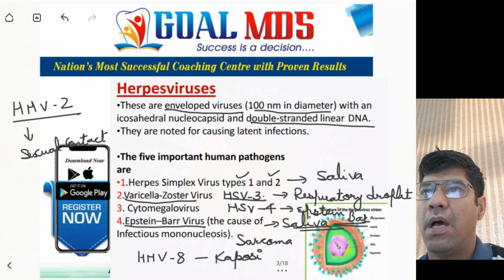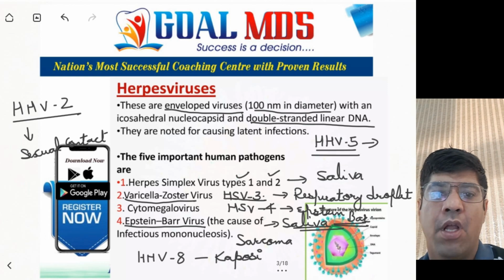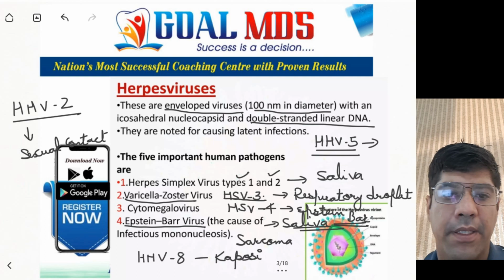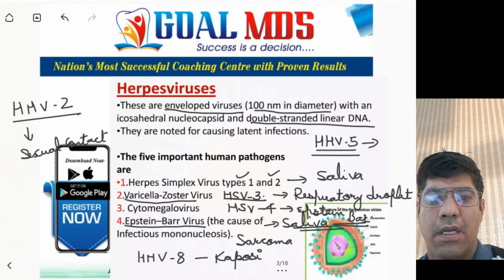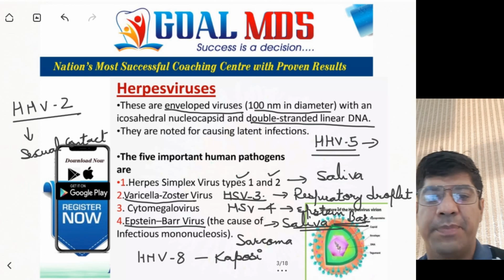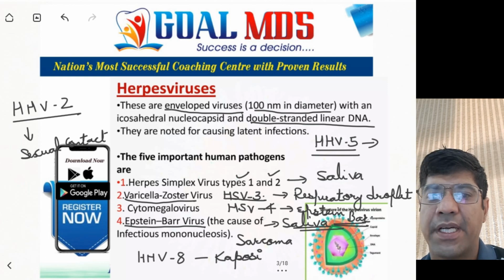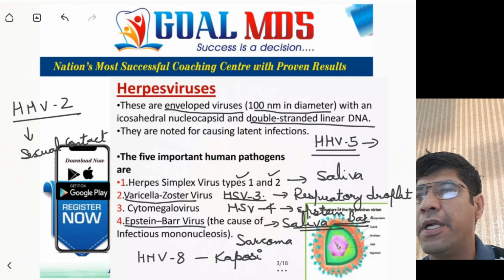Human herpes virus type 5 is the cytomegalovirus. The mode of transmission here is through close personal contact with infected bodily fluids, through urine, saliva, and the blood. Type 6 and type 7 are transmitted through saliva or respiratory droplets. Type 8, also known as Kaposi sarcoma virus, is transmitted through sexual contact in immunocompetent individuals.